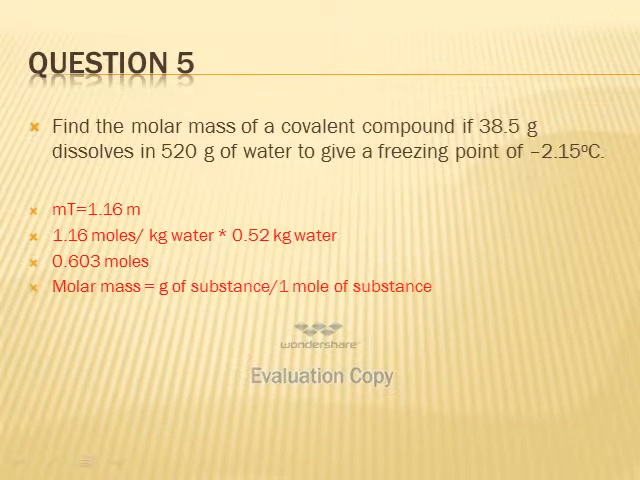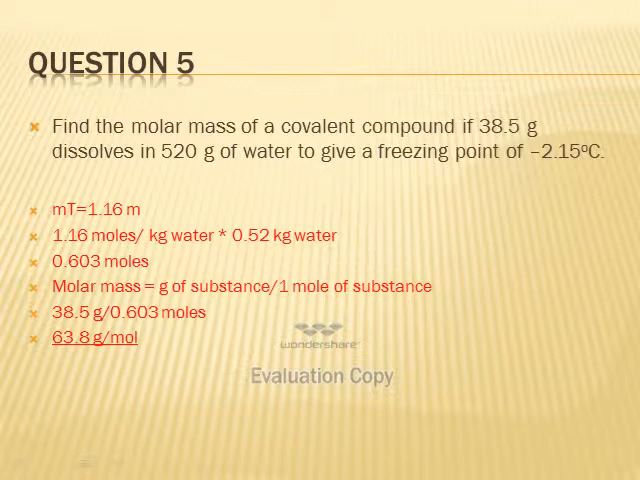Now that we have the number of moles, we can find the molar mass of the compound, because we also know its mass. 38.5 grams over 0.603 moles equals 63.8 grams per mole. Let's go to question 6.